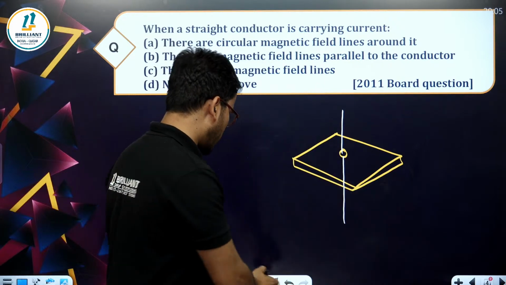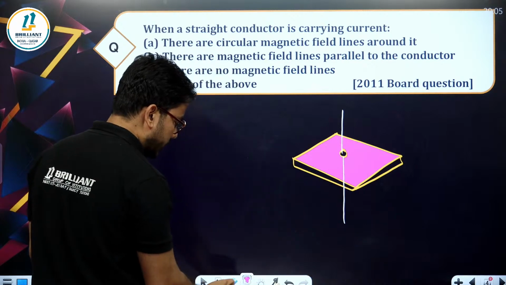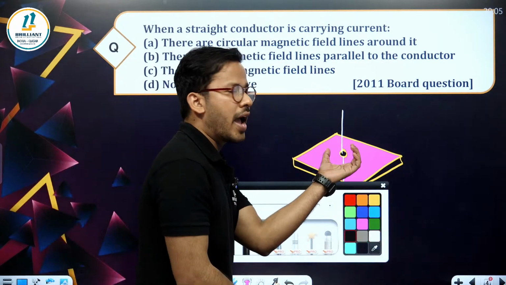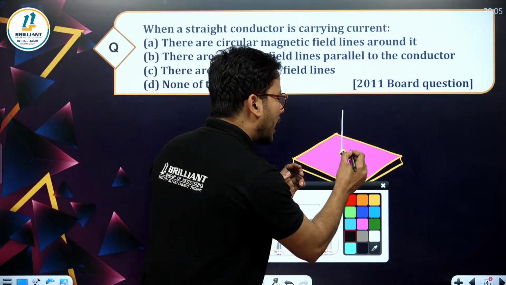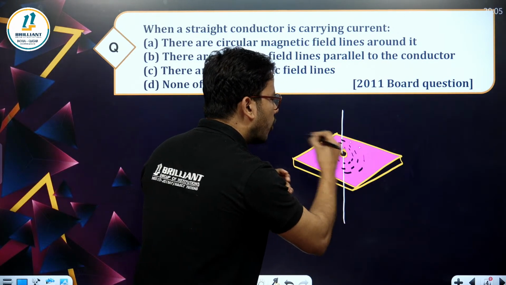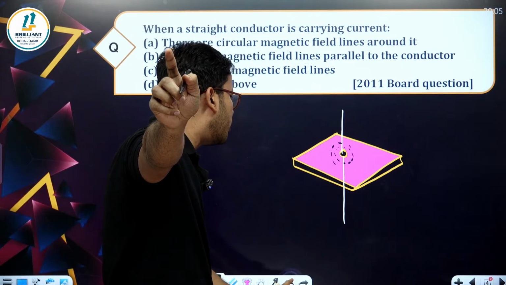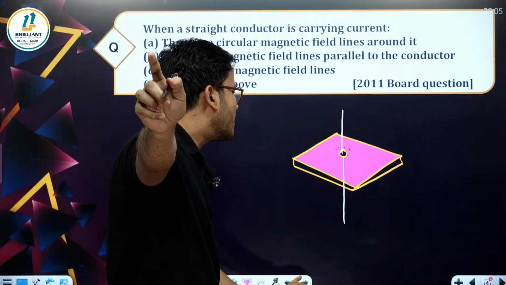So what you're going to see is, you will sprinkle lots of iron filings over here. As you sprinkle the iron filings, you will gently tap it, and on tapping, you will see they are forming a concentric circle.